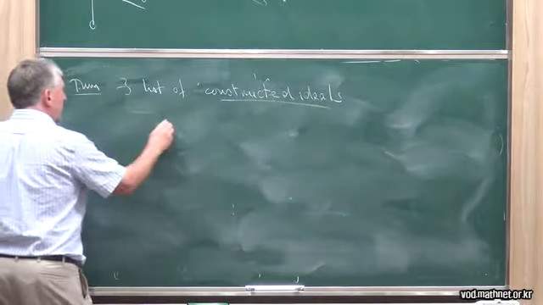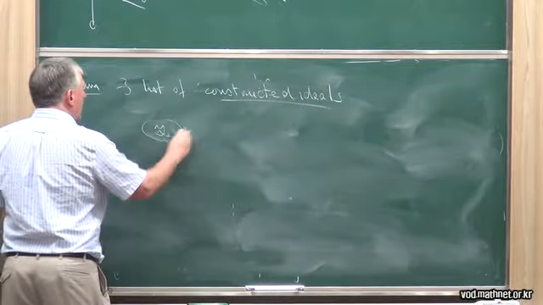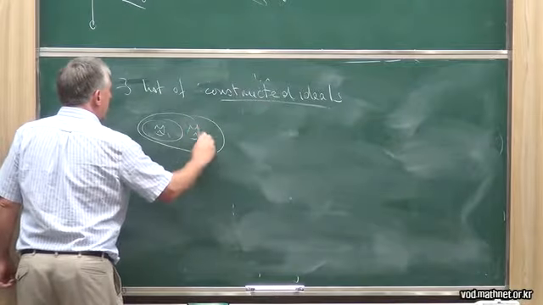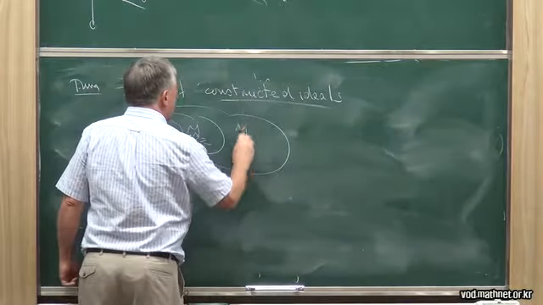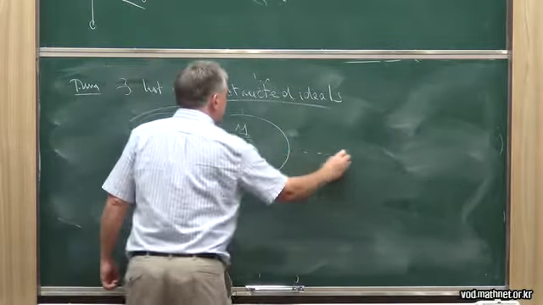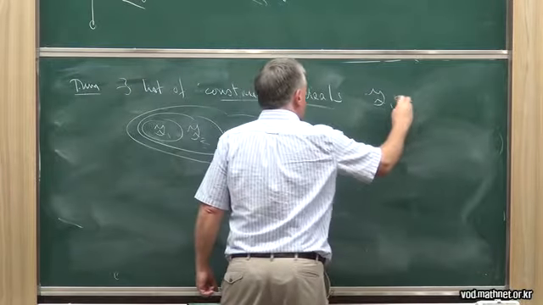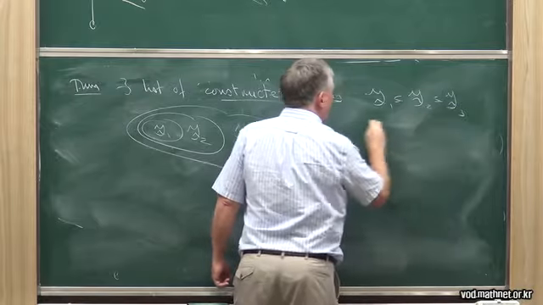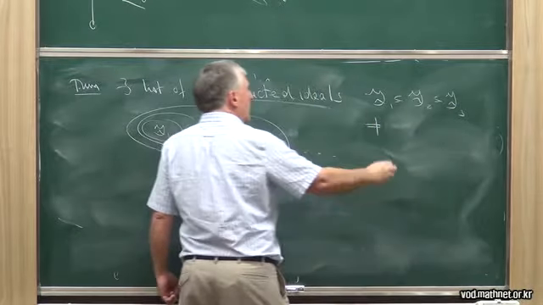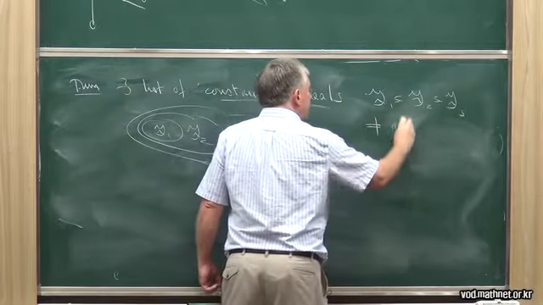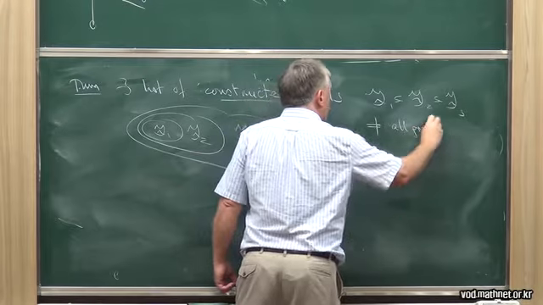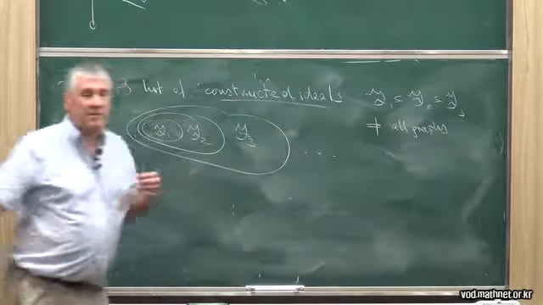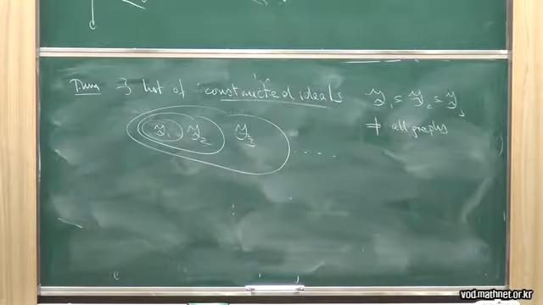There is a list of constructive ideals. So they look like this. Say F1, F2, and they're getting bigger, F3, each includes the next. And none of them is equal to the set of all graphs, so all of them are proper ideals, such that every proper ideal is a subset of one of them.